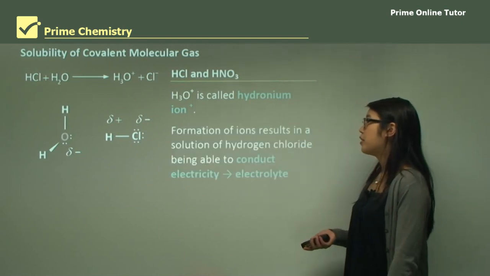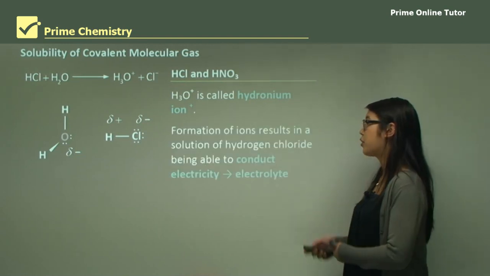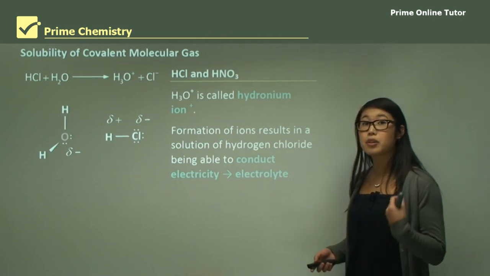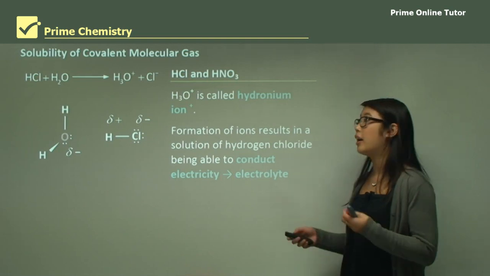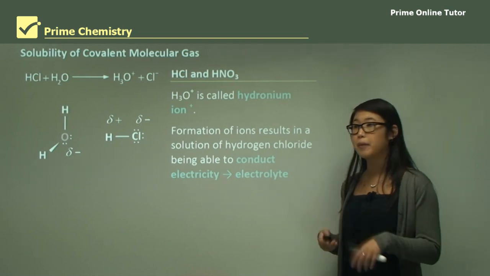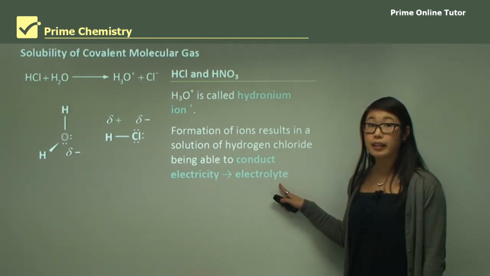The formation of ions results in the solution of hydrogen chloride being able to conduct electricity, because remember, to conduct electricity we need positive and negative ions inside the water to move about. And then we call these things electrolytes.